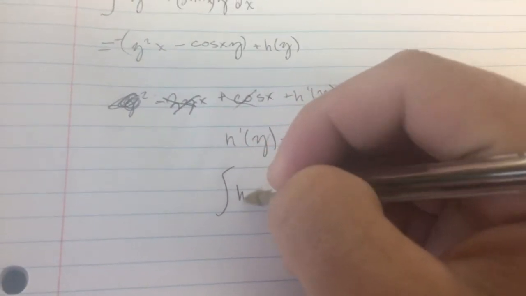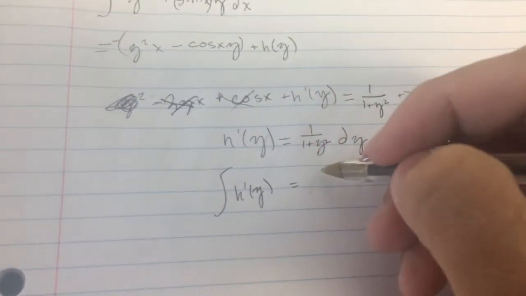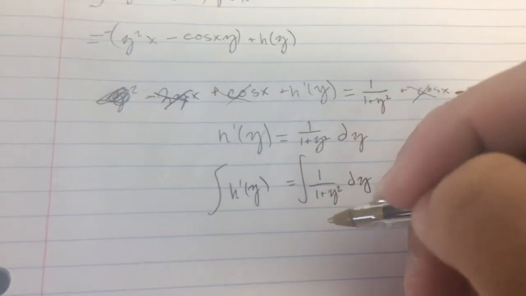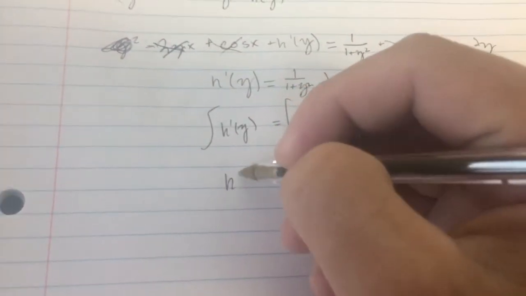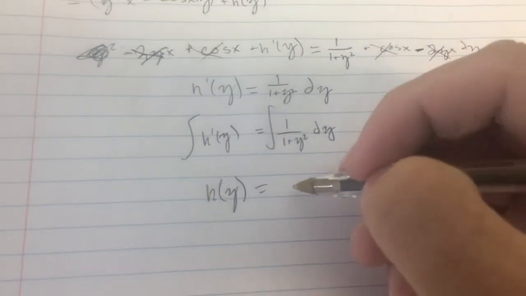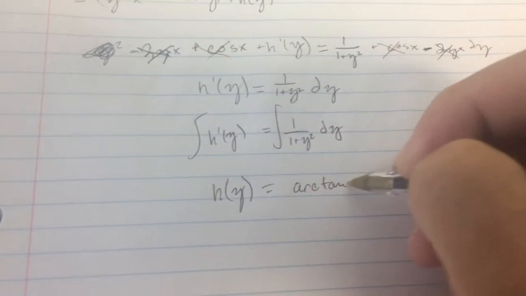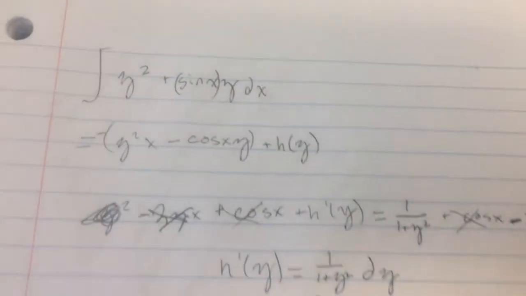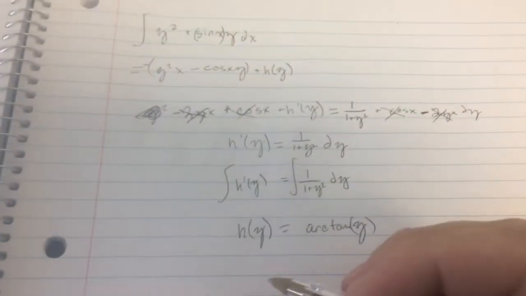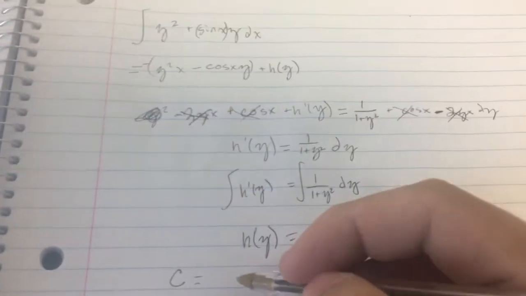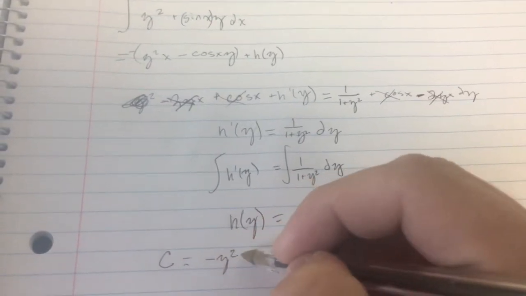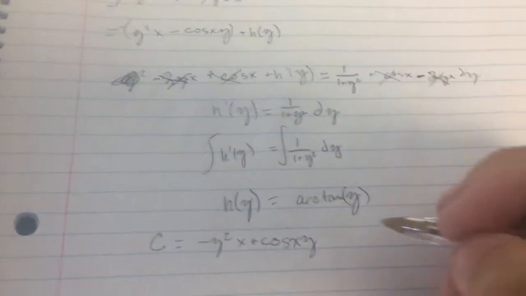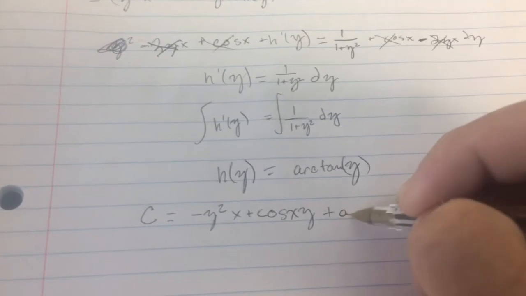Our next step is going to be to integrate. We're going to get the integral of h prime of y equals 1 over 1 plus y squared dy integrated. And if you know your trig, you will know that that is arctan of y. So now we're going to plug our h of y back into this equation.